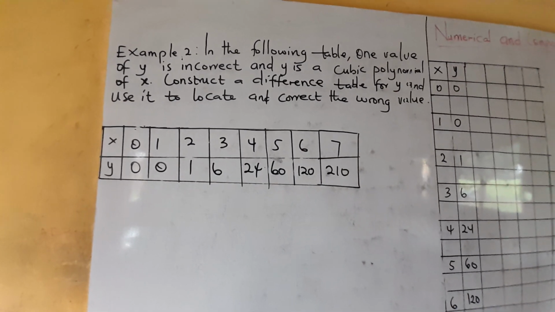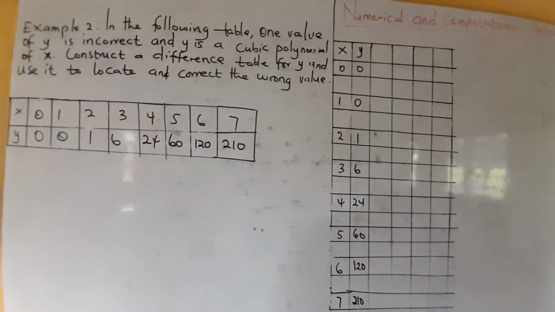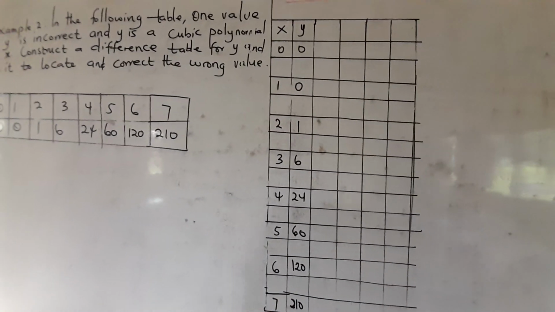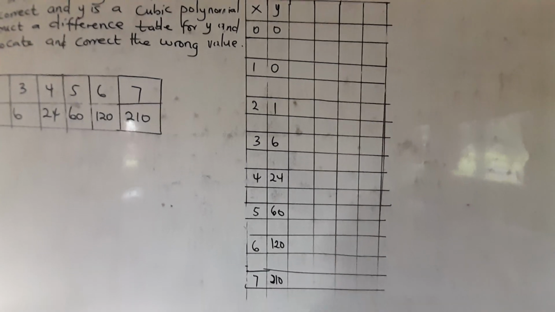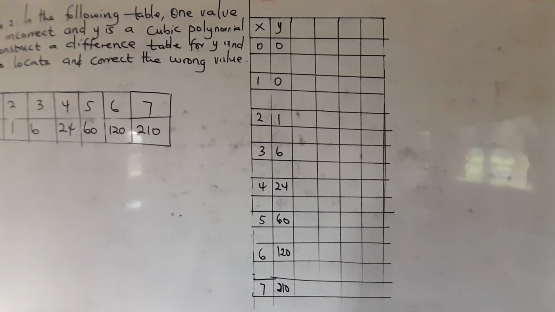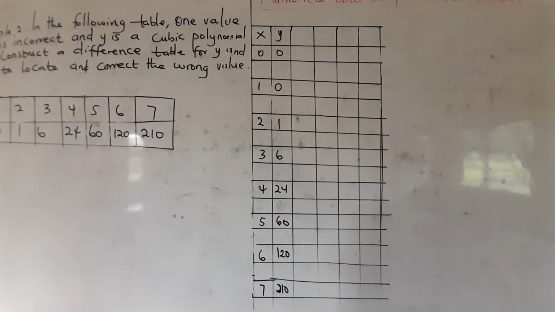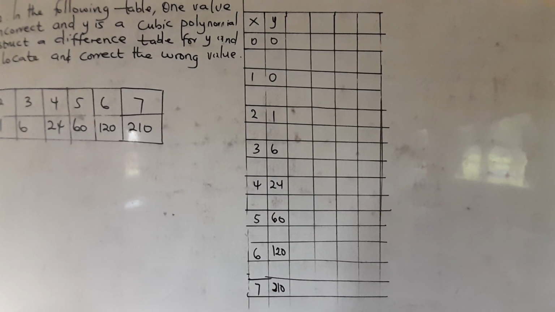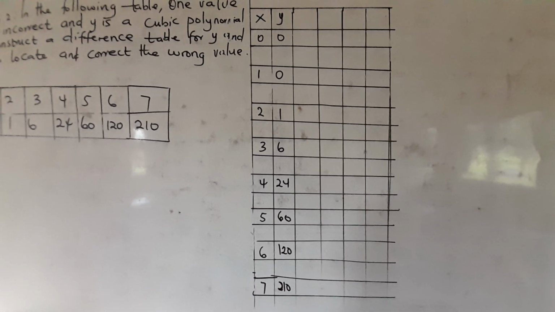So what do we do? We need to construct a difference table to look like this. Then we find the differences. Remember, the polynomial is a cubic polynomial, so we find the differences up to the cubic order. Then we'll try to locate the error and correct it.